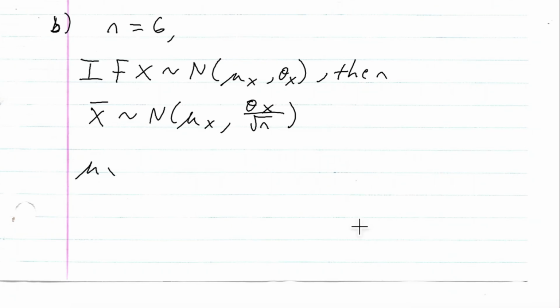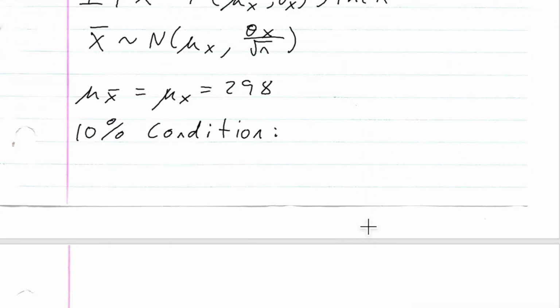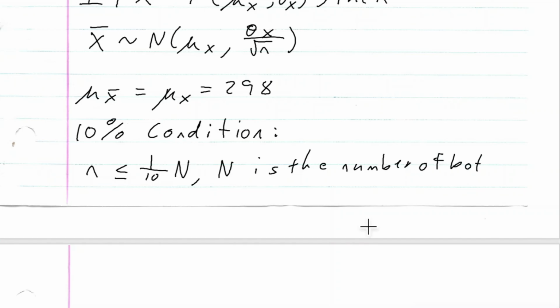So mu of X bar is equal to mu of X, and we figured that as 298, right? But for the standard deviation, in order to calculate that, we have to get the 10% condition to be met. Okay, so remember the 10% condition is that n has to be less than or equal to 1/10 of big N, where big N is the number of bottles at the bottling company.